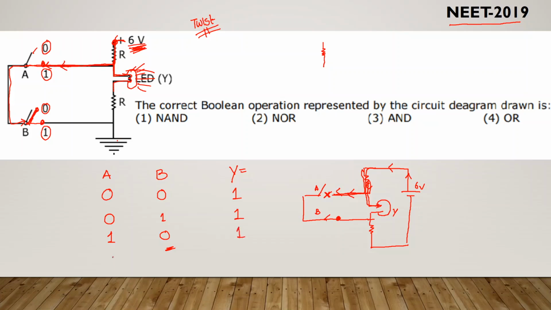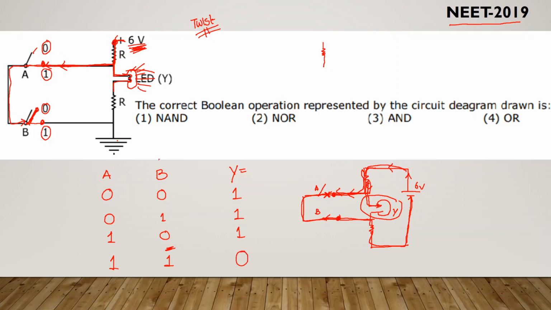Now you can understand what the fourth condition will be, when both of the switches are closed. If I close this A and I close this B, now the entire current passes through this particular region, through B, and finally reaches the negative terminal. The bulb will not glow now because no current is passing through the bulb.